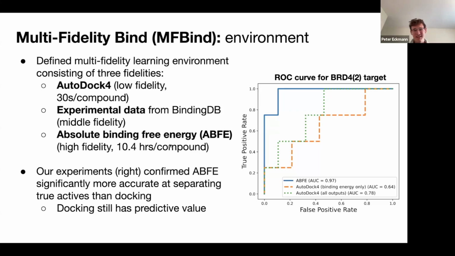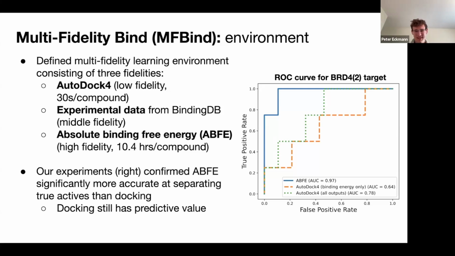And the reason we have ABFE as the highest fidelity, although you might expect experimental data should be the highest, is that we want our highest fidelity to be queried. We have to be able to query it for any arbitrary compound. But we can't do that with experimental data because it's just a fixed set that we have available. So although technically we want to generate compounds with good experimental binding, for the purposes of this environment, we treat ABFE as the highest fidelity and experimental data as the middle fidelity. Although, in the real world, I guess we'd want to reverse the two.